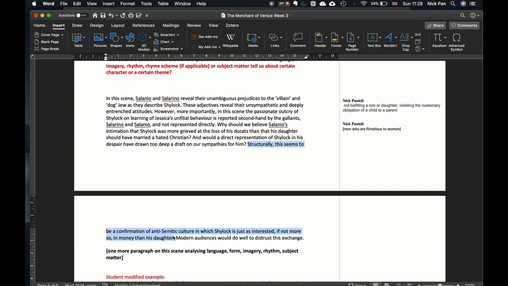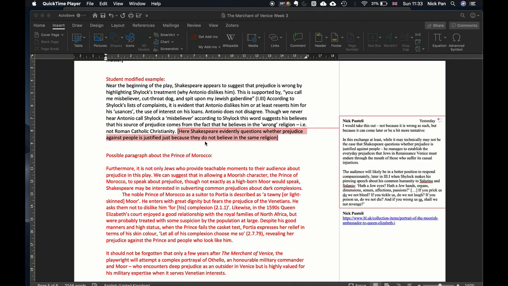So modern audiences would do well to distrust this exchange. That's all we can really say. So we know that these men are prejudiced. So therefore, we should just say that this is what they think about Shylock. They think he's just as interested, apparently, according to the reports that have been going around, that he's been in grief and lamentation about his ducats and his daughter as well.